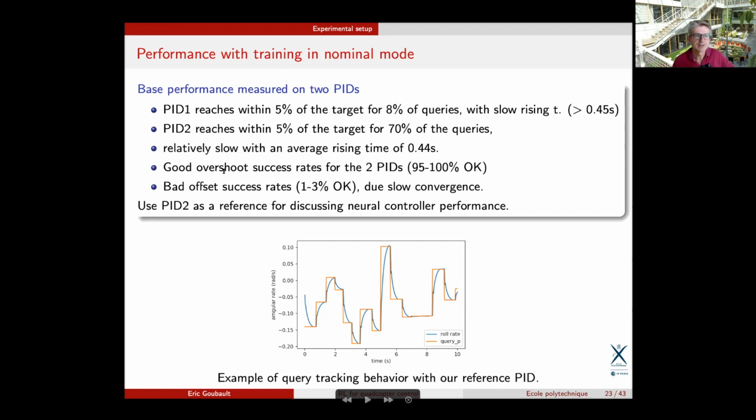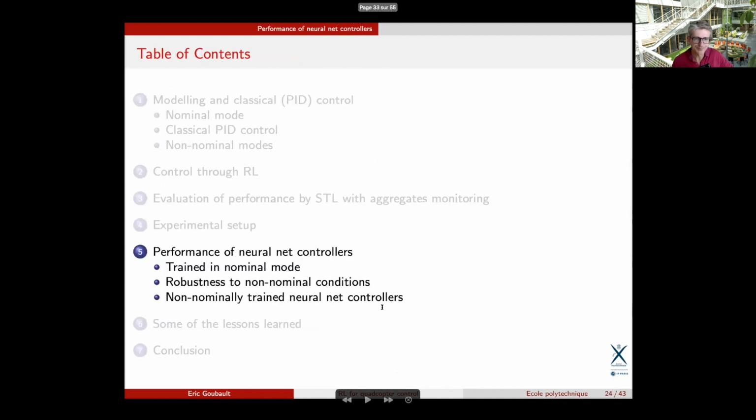Of course, being slow means that you have good overshoot success rates, because for the very rare queries where you manage to go to target, you've gone so slowly that you don't overshoot too much. So the offset success rate is not good at all for these PIDs because the convergence is slow. So you have good overshoot, but bad offset and not so good rising time. You can see, I mean, where the PID goes for this orange signal, it's fairly slow to reach the target here, but of course the overshoot is very small.